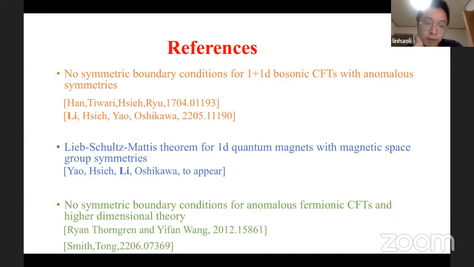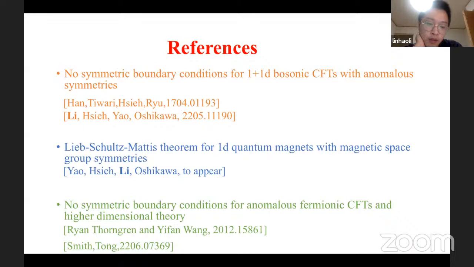In this talk, I will mainly introduce the examples which correspond to the Lieb-Schultz-Mattis theorems on the lattice. And based on the result of the boundary state method, we will propose a various version of Lieb-Schultz-Mattis theorems for the 1D spin chain involving the magnetic space group symmetry in the paper, which will appear on arXiv.